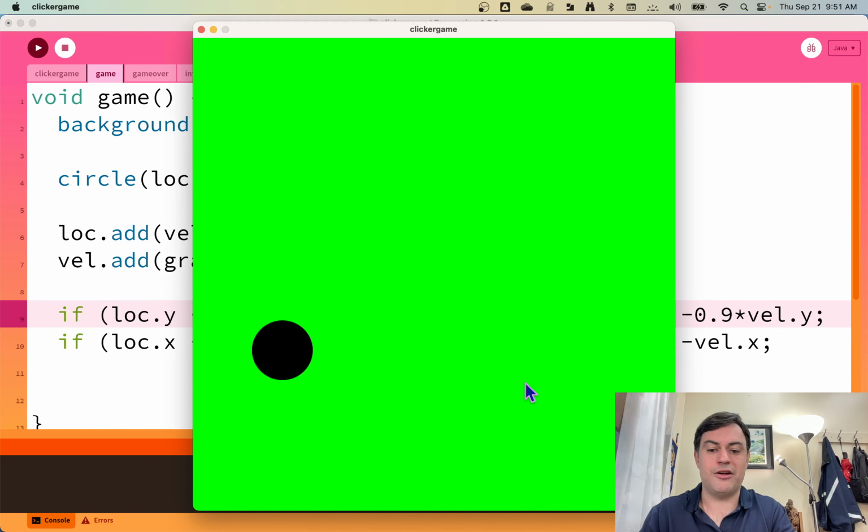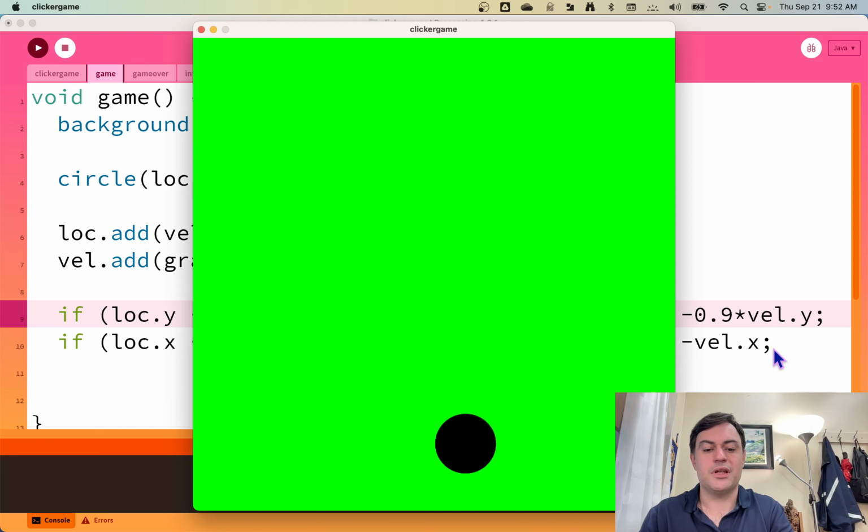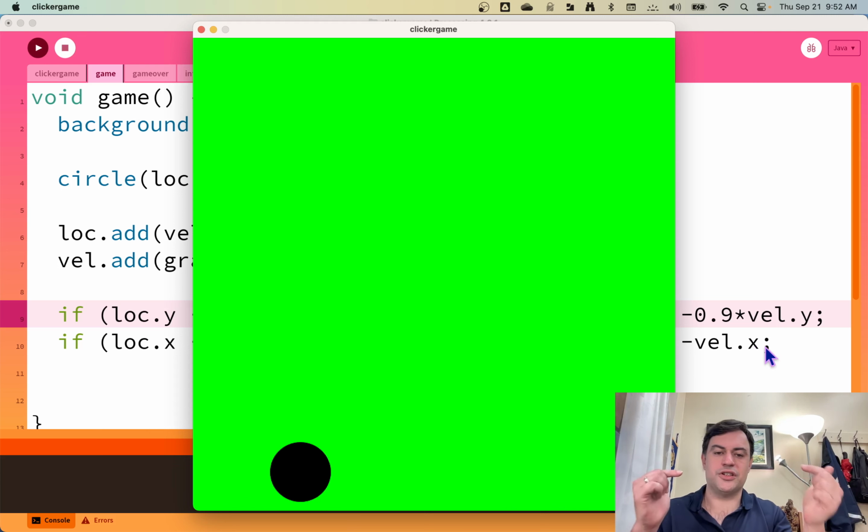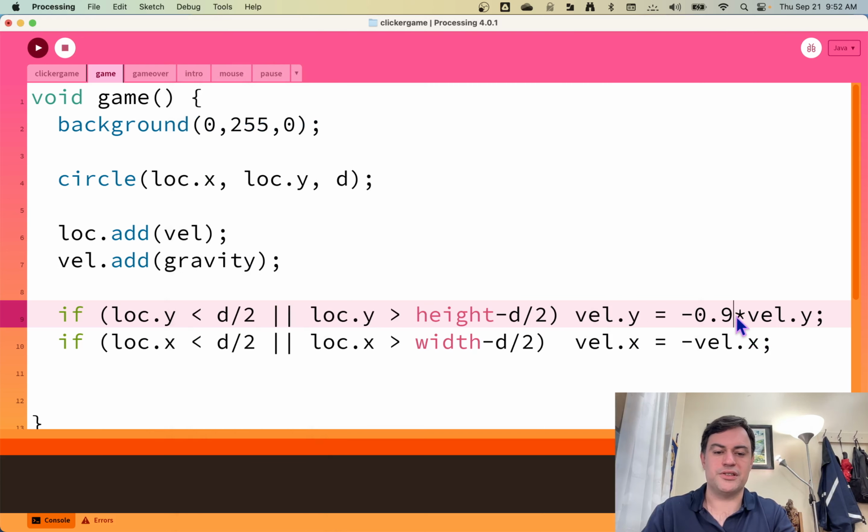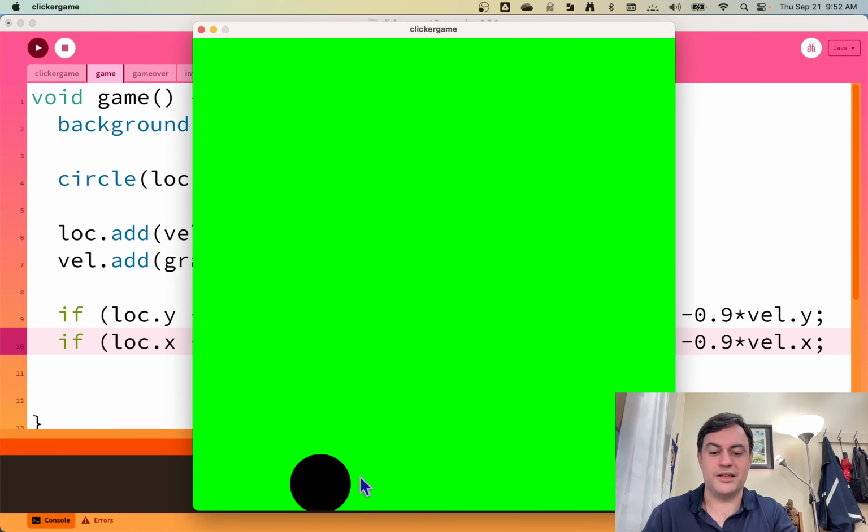So here we go. Now we're bouncing and it's slowly coming to a halt and will eventually just lie still. And that's looking pretty good. We still have perfect collisions on the left and right wall, so we could probably do something similar. We could take that and put it down here so that it also doesn't roll back and forth endlessly. And then here's our ball, just coming to a halt and bouncing.